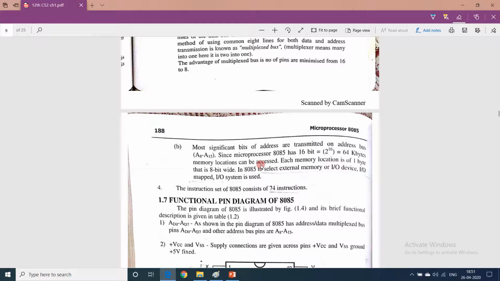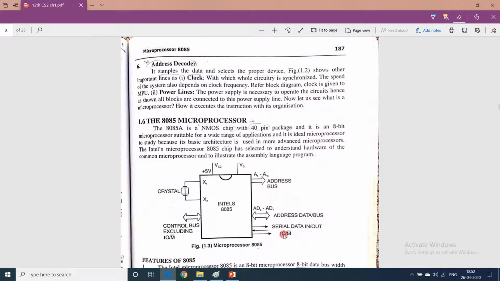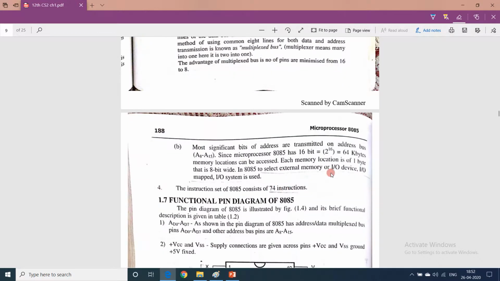Now, we were talking about the memory available in 8085. External memories can also be connected to 8085, and external input output devices can also be connected to the microprocessor, for example, keyboard, printer. So these external memories are addressed by using the IO mapped IO system. This is a whole different topic.